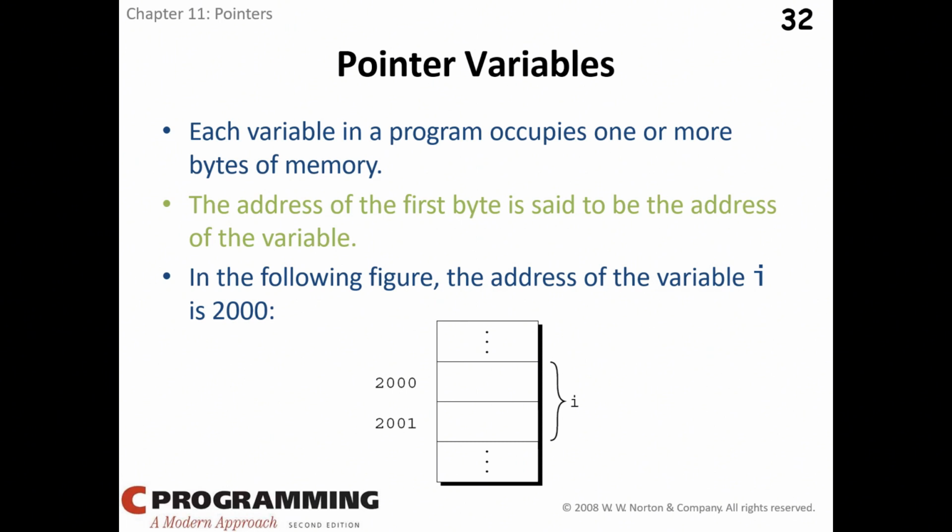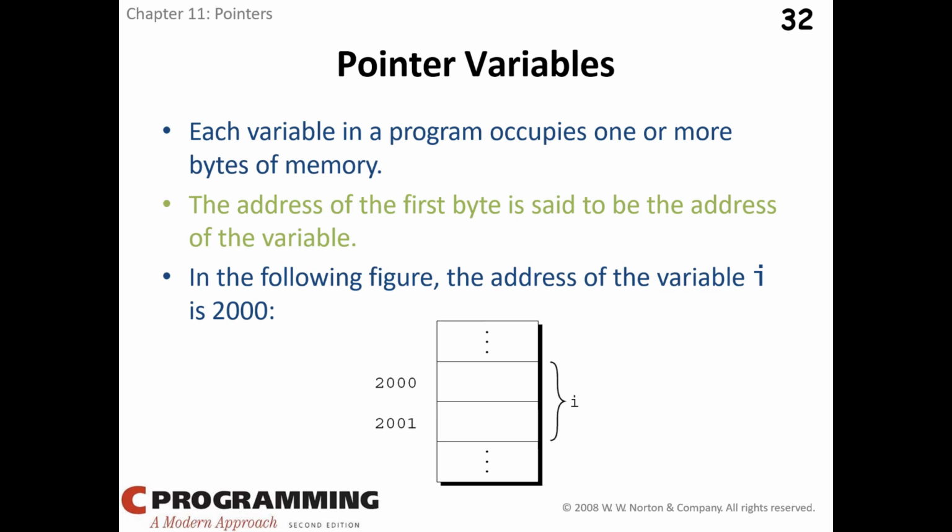In a program, each variable is stored in memory, occupying one or more bytes of memory space, and the address of the first byte allocated to a variable is referred to as the address of the variable. So consider the following illustration.